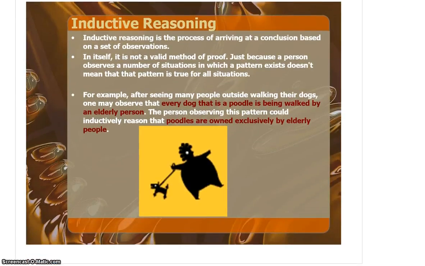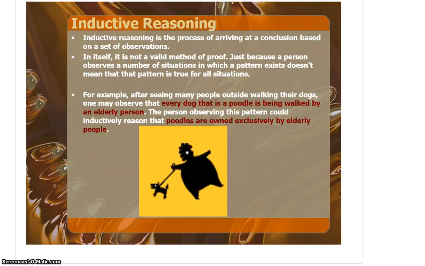So inductive reasoning is the process of arriving at a conclusion based on a set of observations. In itself, it is not a valid method of proof. Just because a person observes a number of situations in which a pattern exists doesn't mean that the pattern is true for all situations. For example, after seeing many people outside walking their dogs, one may observe that every dog that is a poodle is being walked by an elderly person. The person observing this pattern could inductively reason that poodles are owned exclusively by elderly people, which is not necessarily true, but that is an example of inductive reasoning.